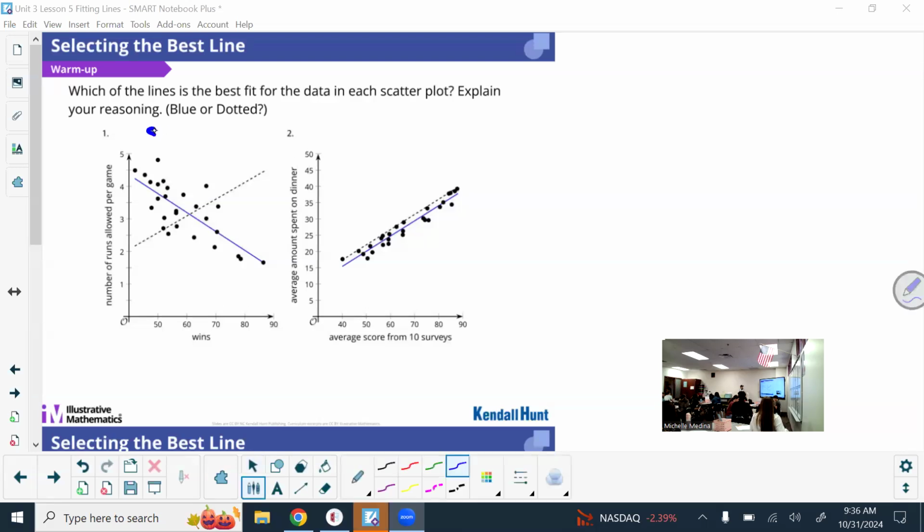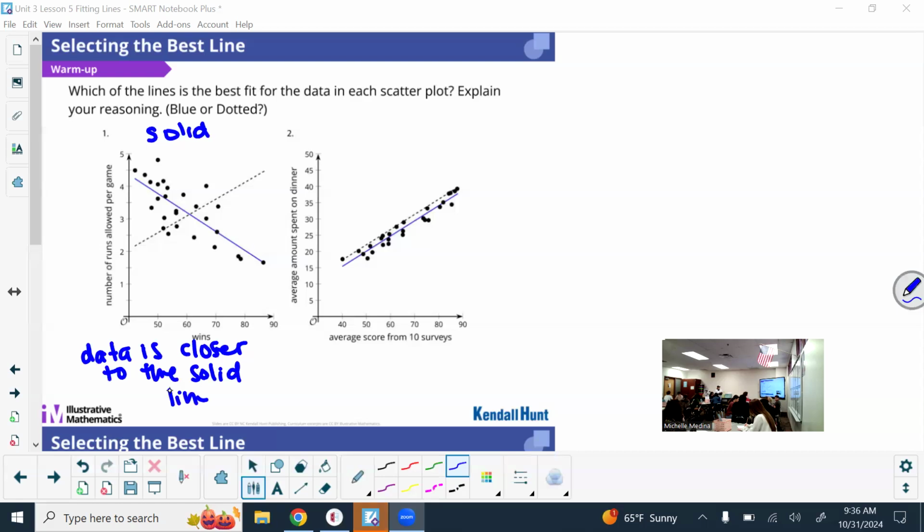Right, class, we agree with that? And table 9, why the solid one? That's looking for dots where it's closer to the solid than the dotted. So the data is closer to the solid line than the dotted. The best fit would be a line that is going through the middle of the data where the points seem to be clustered around it.